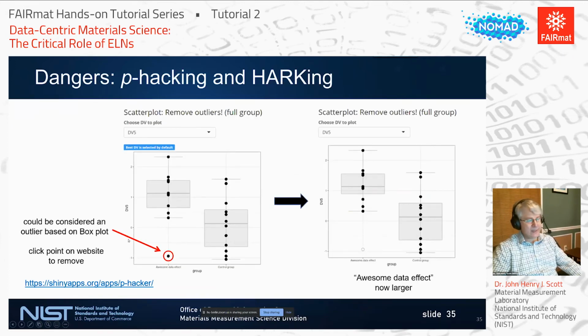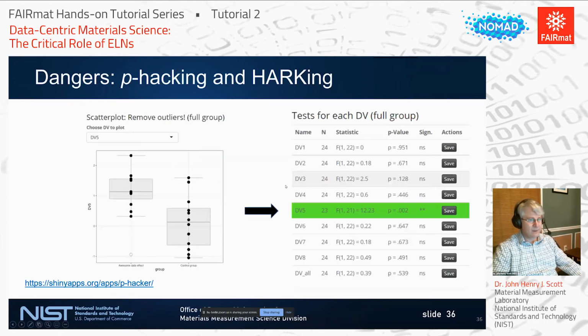And if you're a well-meaning researcher, you might very well look at this point and say, well, this is a box plot. I've plotted this in a Jupyter notebook, maybe in Python or R. And on second thought, this is so far out from the rest of the data that probably something went wrong here. So this website, this Shiny app, allows you to just click on the data point and it is removed from the data set. And now you have a new box plot without that outlier, and the effect is even larger.